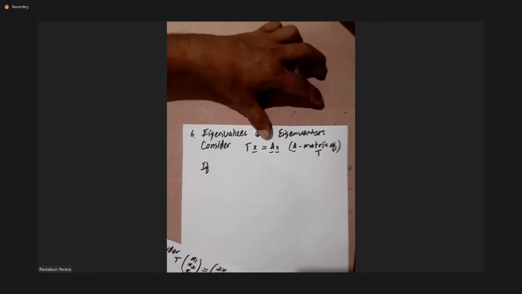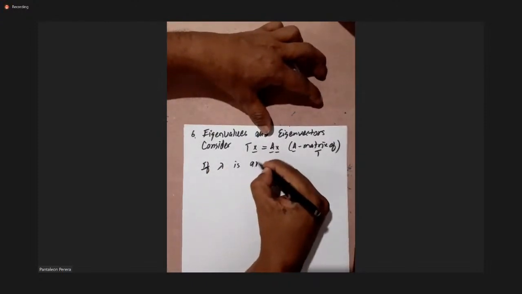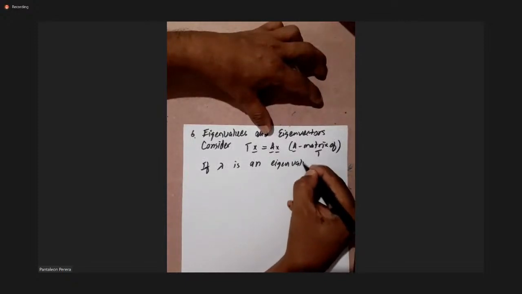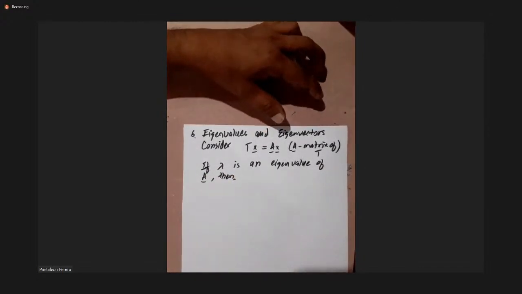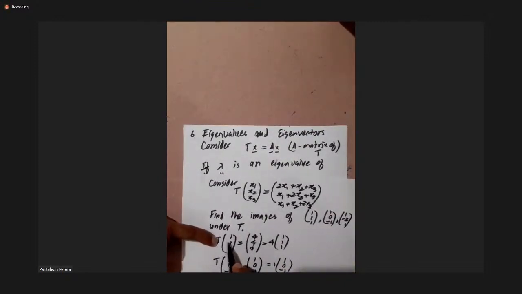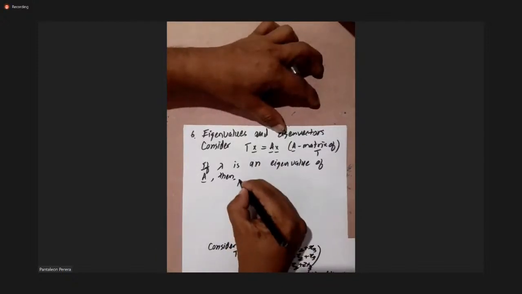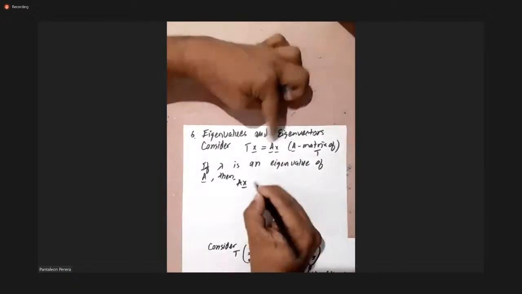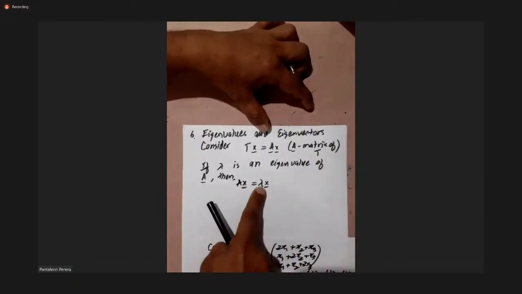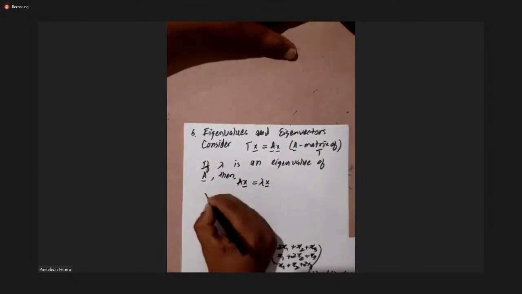So if lambda is an eigenvalue of A, then what is the relationship? Tx is Ax. You can consider this as Ax, a particular vector, then we go to scalar multiplication. So Ax is lambda x. Lambda is my eigenvalue, x is the eigenvector. Application of the transformation is equal to multiplication by a matrix, which is equal to multiplication by a constant, where x is the eigenvector.